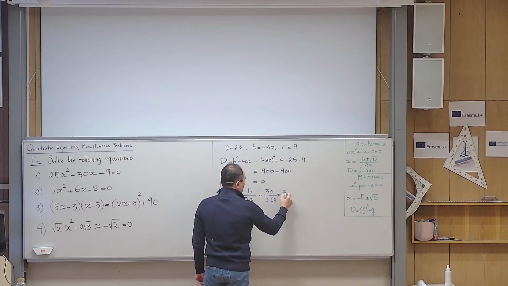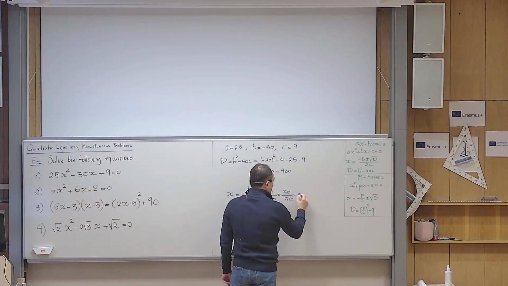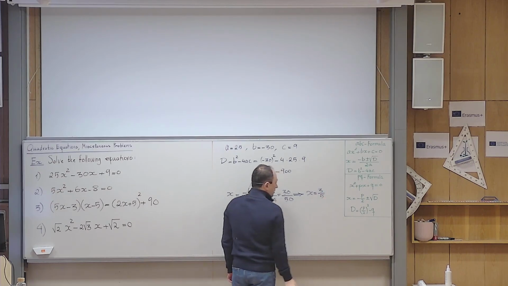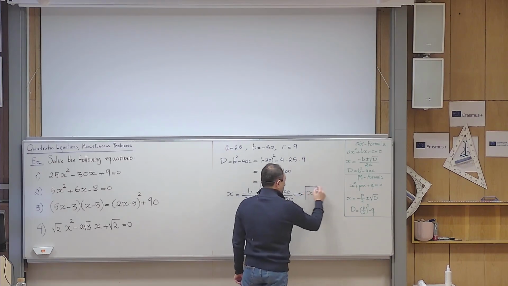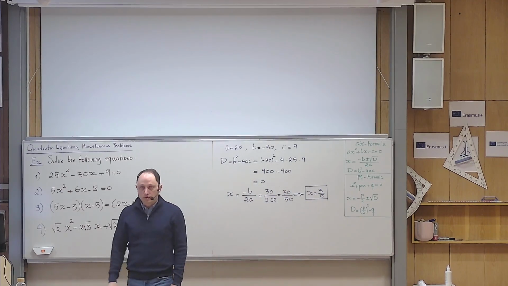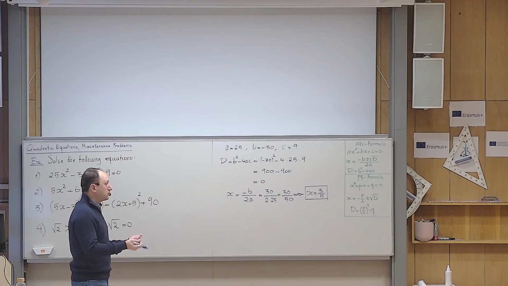So it is 30 over 50, but don't leave it like this. What is the answer? 3 over 5. In this case, if you write 0.6, that is acceptable because that is an exact value. Yes, so that's the answer. So this quadratic equation has one double root. It means that both roots are the same.